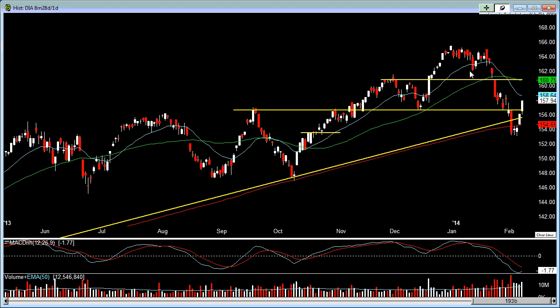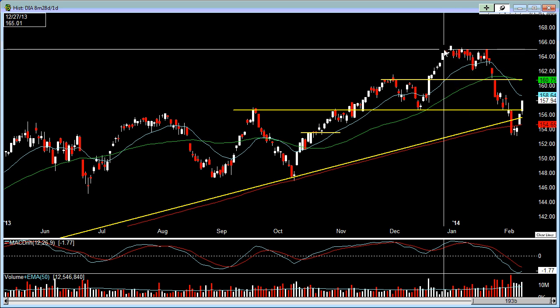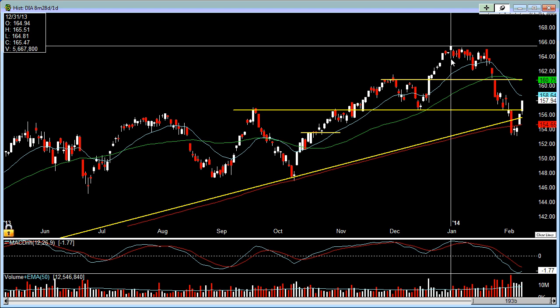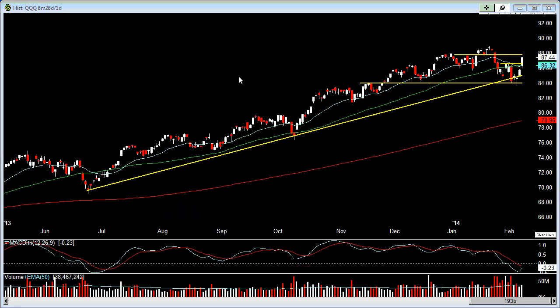And if we could get back above this low here, which is 162.24, then we could look at the possibility of getting back up here to make another new all-time high, on a closing basis above that 165.47. And then we look at the Q.